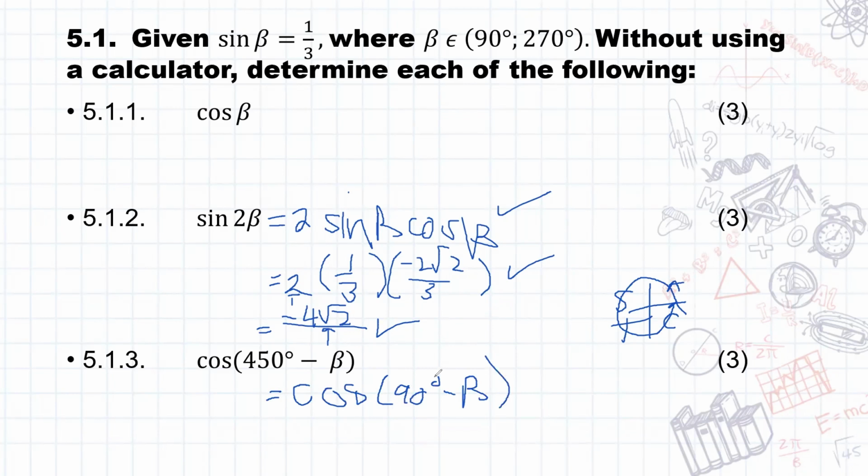Now we can see this is a co-ratio. 90 minus or 270 minus or 90 plus or 270 plus are co-ratios, and that changes our cos to a sine. So that's going to be sine beta, and because it's 90 minus, it falls into this quadrant here, which is positive, and so it doesn't change our sign. And we all know sine beta, because it was given to us, is actually just 1/3.